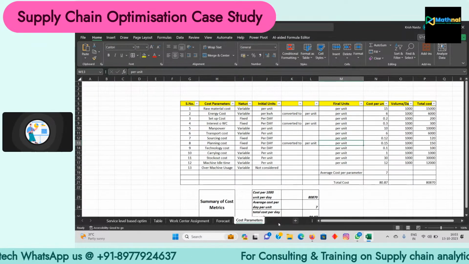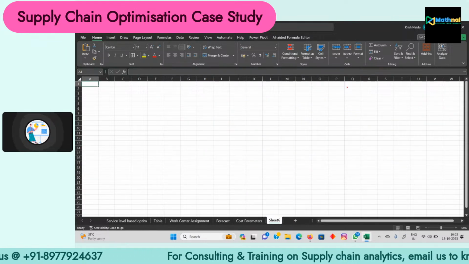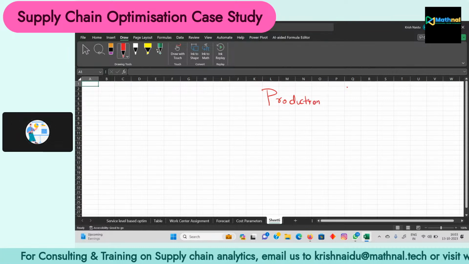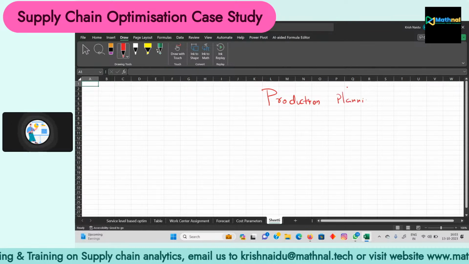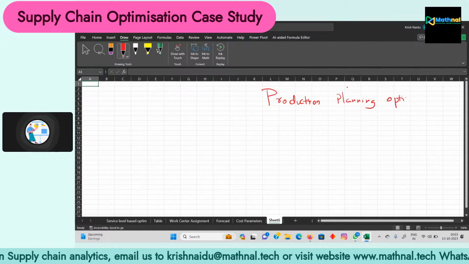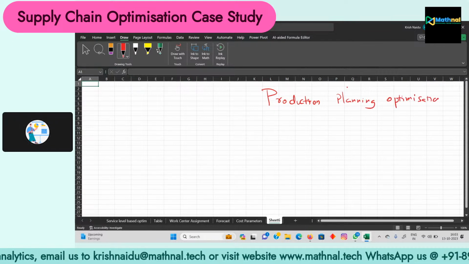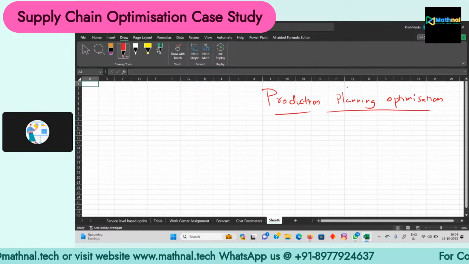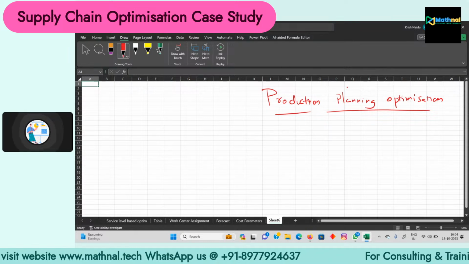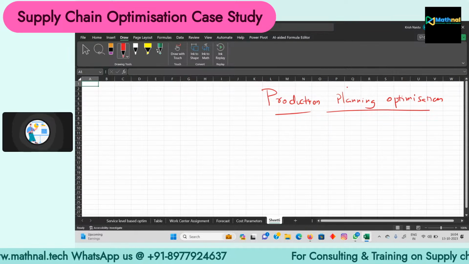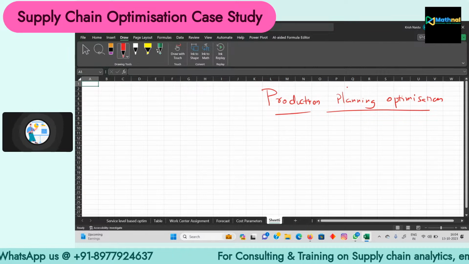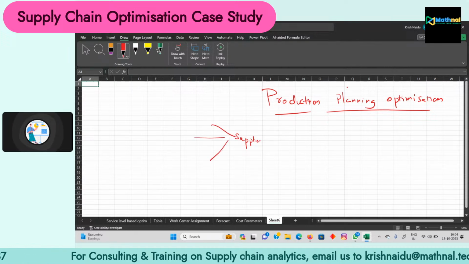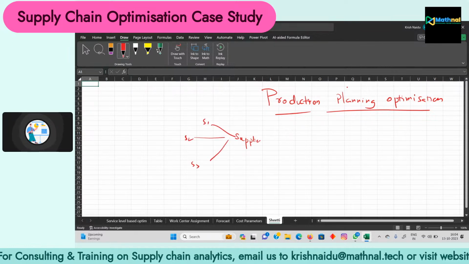So first, let me discuss today's case. Today's case is production planning optimization. The reason why we need to optimize the supply chain: suppose you have a supply chain, your supply chain starts with a supplier, right? And the supplier might have n number of suppliers.